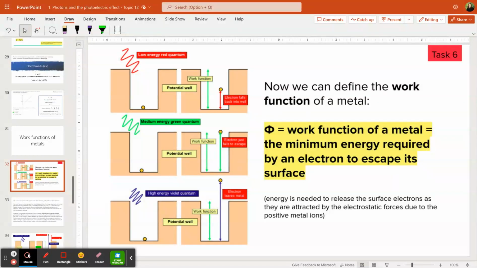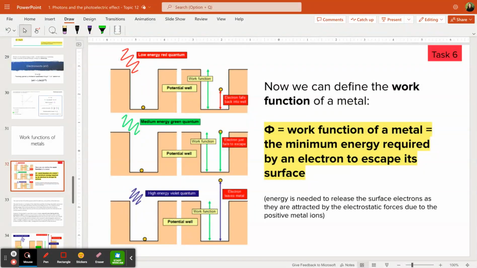Okay, so energy is basically needed to release the surface electrons because they are attracted by the electrostatic forces in the metal ions. So we know that in metals, electrons are free to move, which leaves positive metal ions behind. So those electrons that we are causing to escape the surface are still attracted to the positive metal ions, and so energy has to be transferred in order to release them. Okay, and the minimum energy needed is known as the work function, purely because of the electrostatic forces.